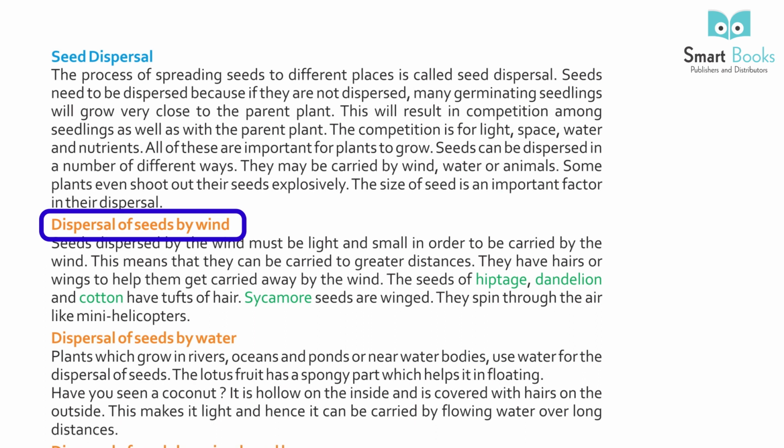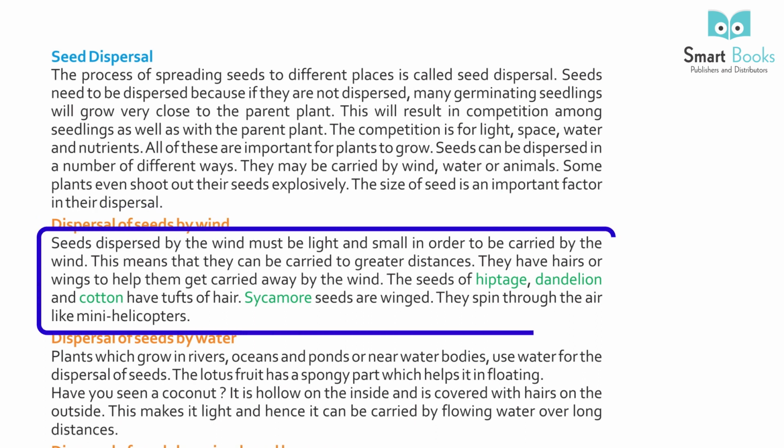Dispersal of seed by wind. Seeds dispersed by the wind must be light and small in order to be carried by the wind. This means that they can be carried to greater distances. They have hairs or wings to help them get carried away by the wind. The seeds of hiptage, dandelion and cotton have tufts of hair. Sky moth seeds are winged. They spin through the air like mini helicopters.